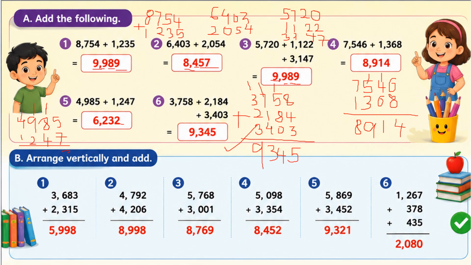We have 4792 plus 4206. 6 plus 2, 8. 9 plus 0, 9. 7 plus 2, 9. And 4 plus 4, 8. I hope students you can solve the remaining sums in your textbook. You can refer to these solutions given on your screen.